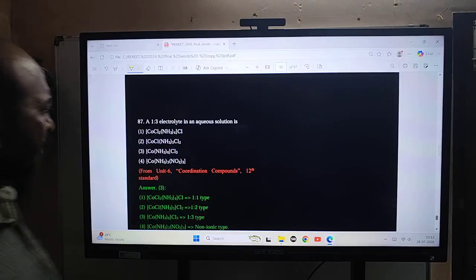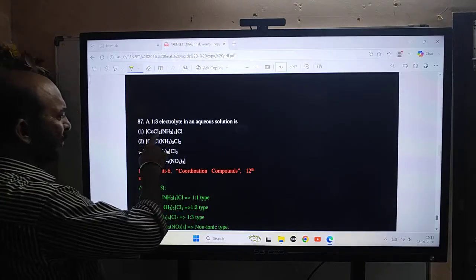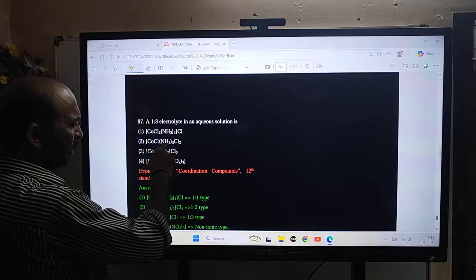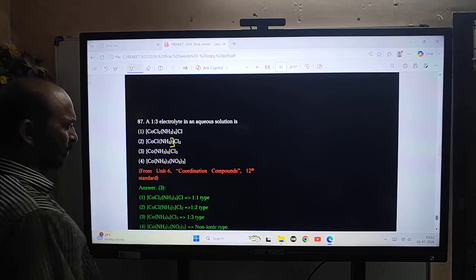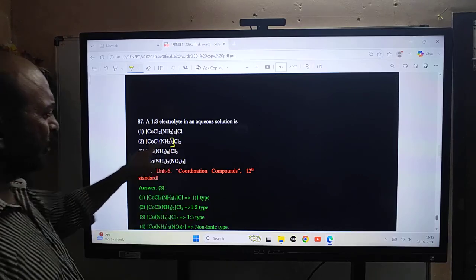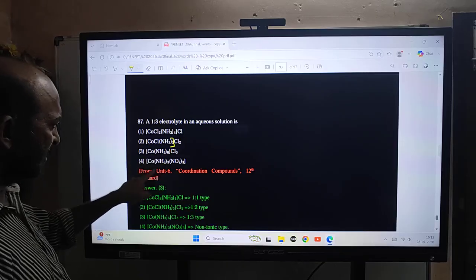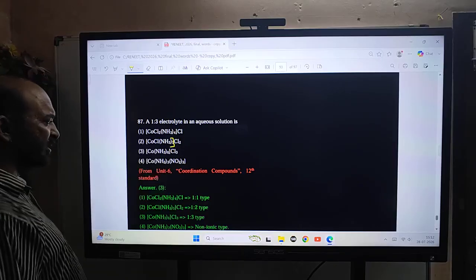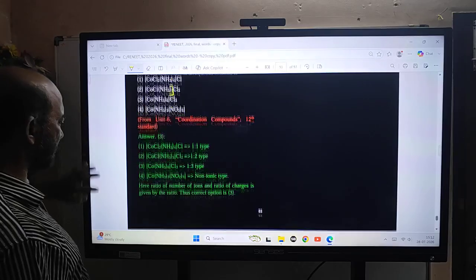A 1:3 electrolyte means 1 cation, 3 anions. This gives 1 cation, 1 anion. This gives, here I have forgotten to put that, 1 cation, 2 anions. 1 cation, 3 anions, that will be the answer. No ionization. So 3 is the answer. Co(NH3)6 Cl3 will produce 1 cation and 3 anions. 87, 3 is the answer.